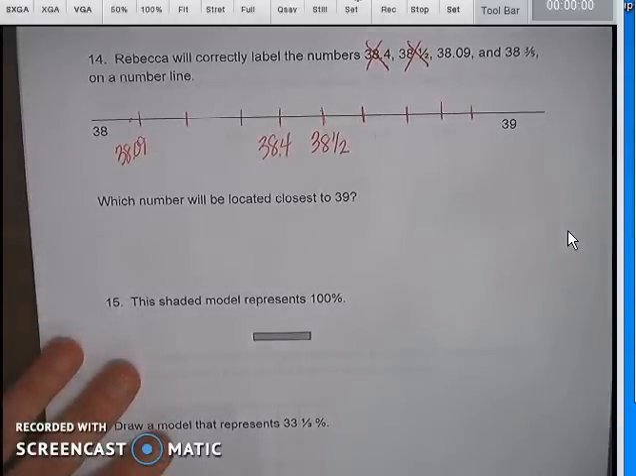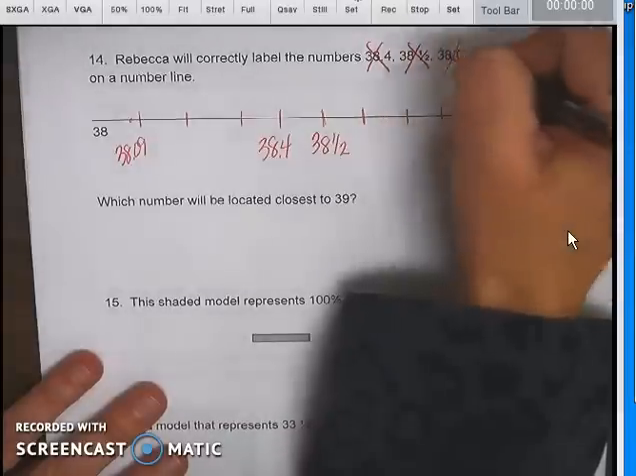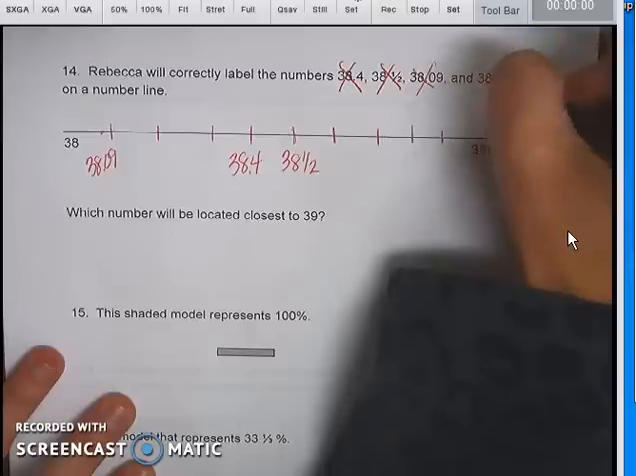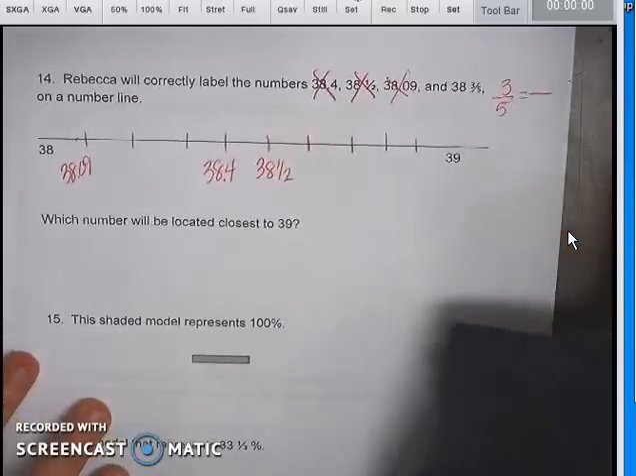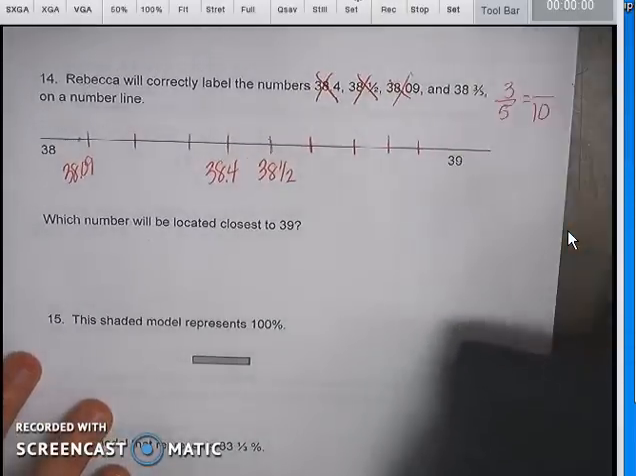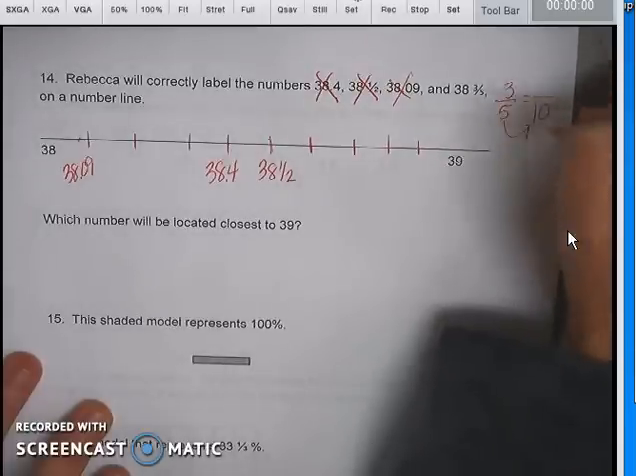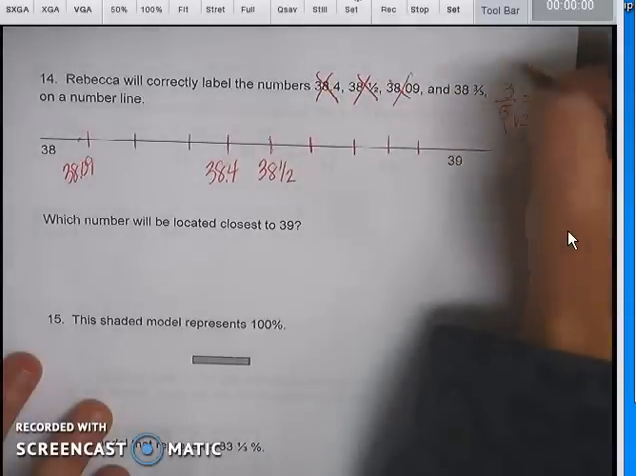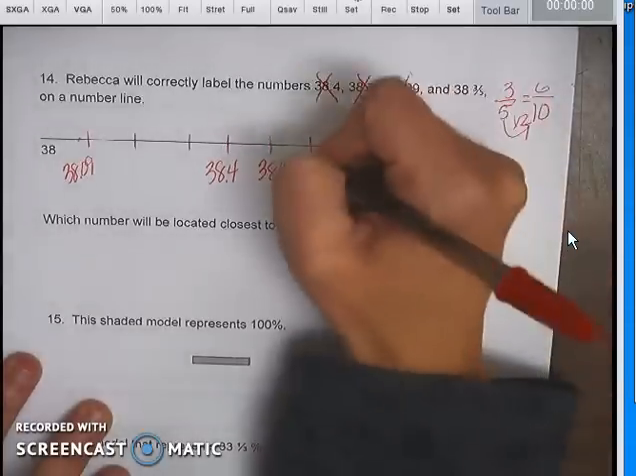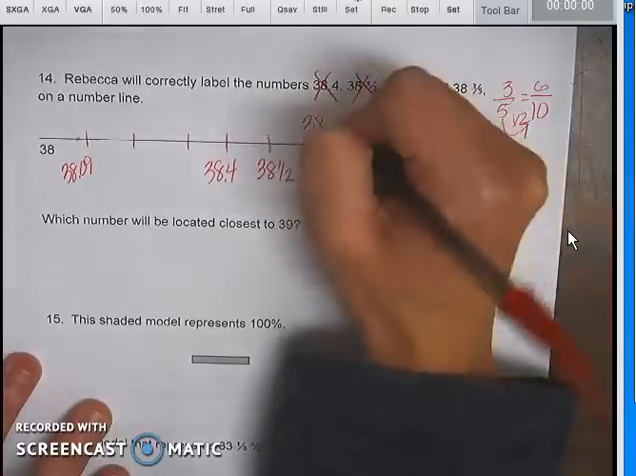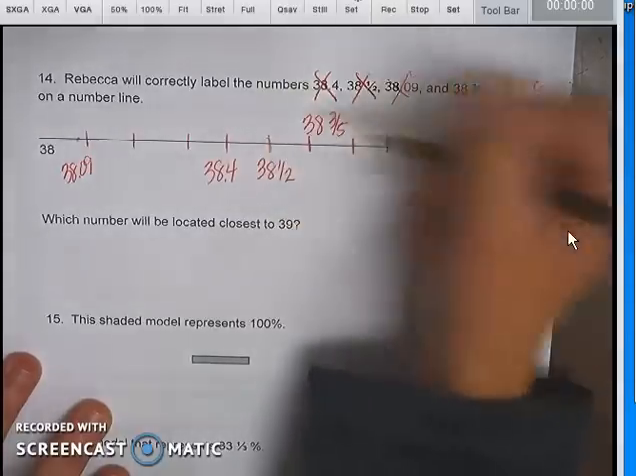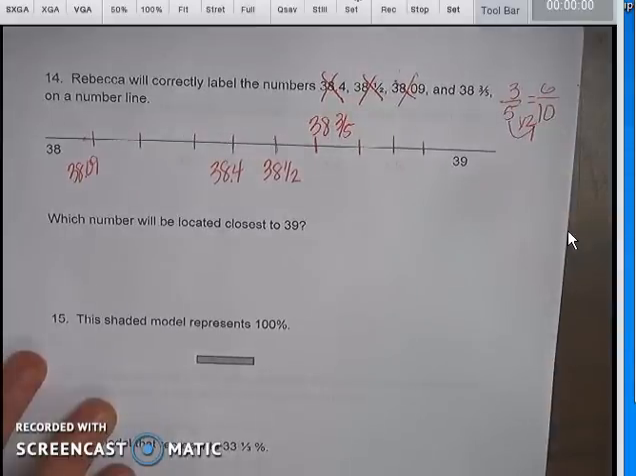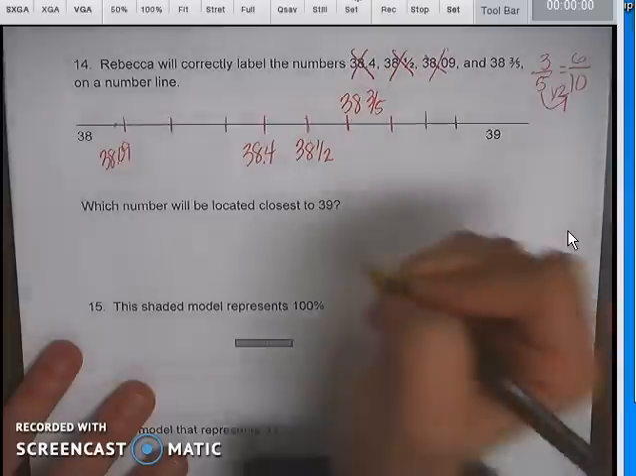And then I have 38 and 3/5. Well, 3/5 as a decimal would be what? Well, let's see. Can you get that 5 to something that you know? Sure, you can get that to a 10. What do I do to this 5 to get 10? Times 2. So this is 38 and 6/10, which would be where? Right here. 38 and 3/5, or 38 and 6/10. So which one of these numbers is closest to 39? Well, 38 and 3/5.